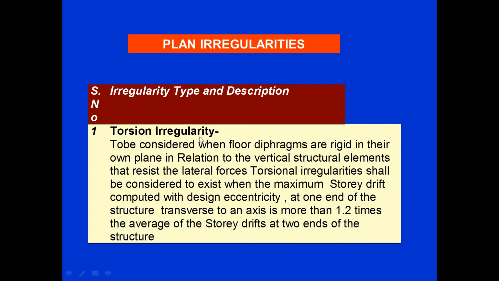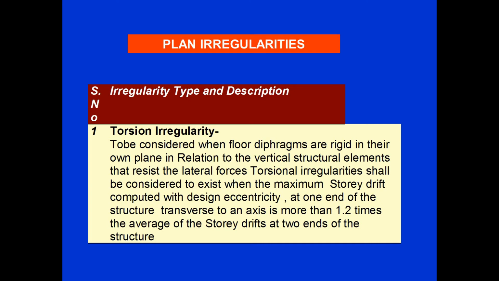We know that when we design a building, or if we consider a particular frame structure, it is basically subjected to bending moment, shear force, and third and most important is torsion. So torsional irregularity plays a very vital role in earthquake engineering.